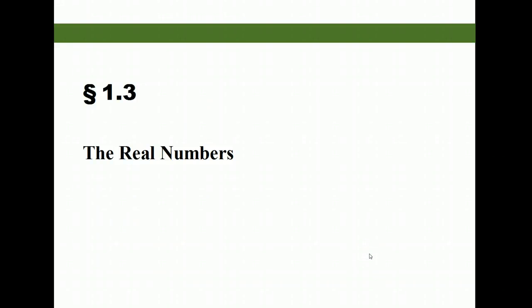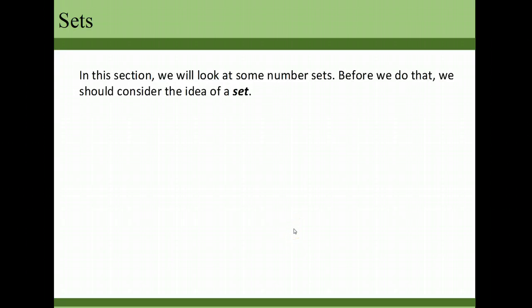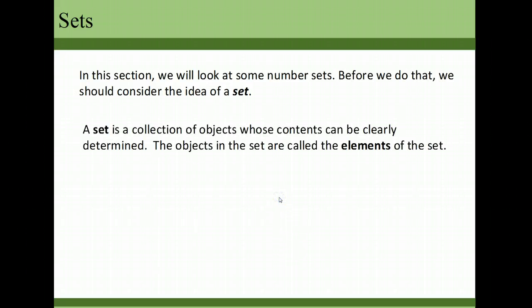Hi Math 60. In this video we're going to introduce the idea of the real number system. This is section 1.3. Before we consider actual types of numbers, we need to consider the idea of what's called a set. A set is just a collection of objects whose contents can be clearly determined. So it's just a collection of things, right?